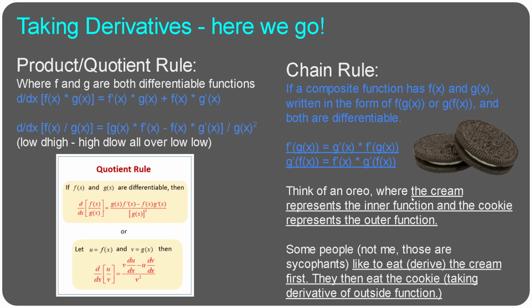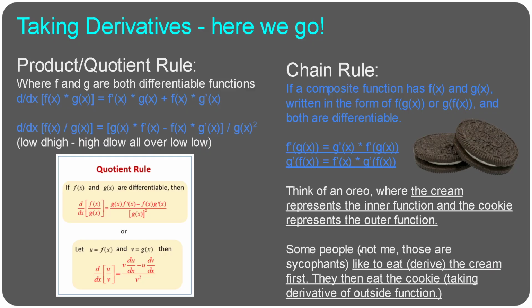There's lots of people out there, like I said right here, they're sycophants. I don't like that. But lots of people like to eat the cream first. So they take the cookie apart, they eat the cream, and then they eat the cookie. I think it's stupid. I don't know why people do that, but I've seen it happen more than once in my life, and I've seen it all over online.